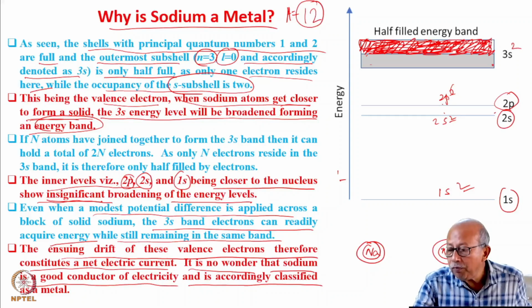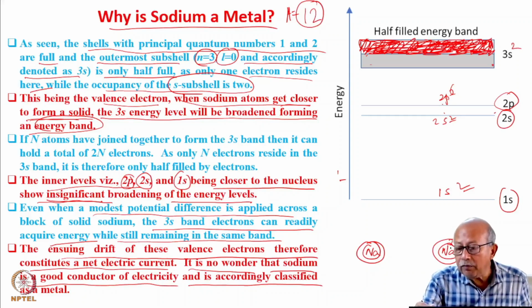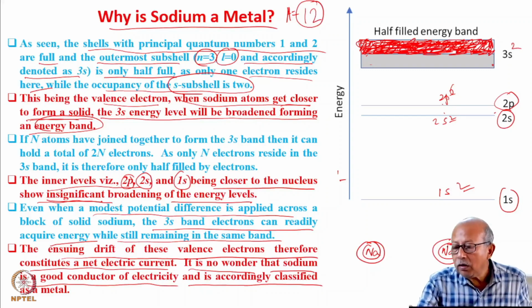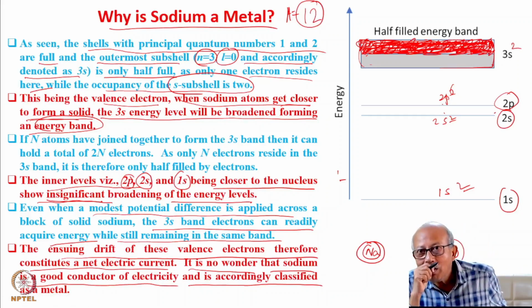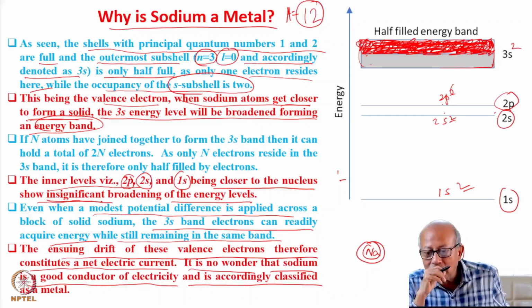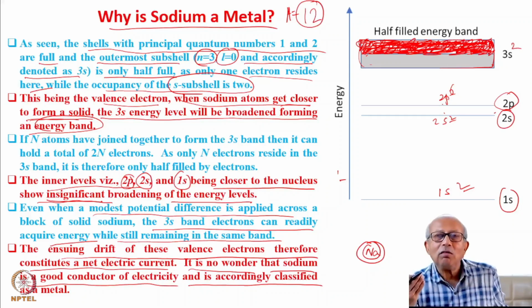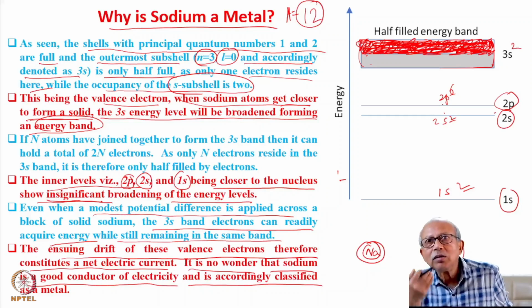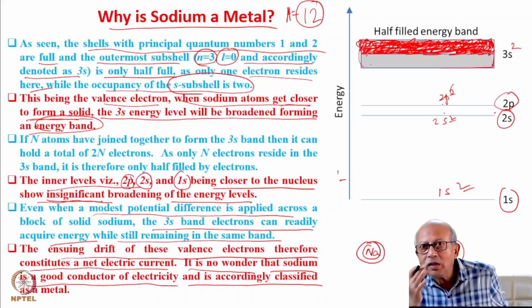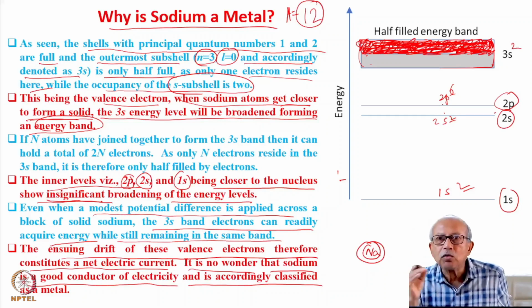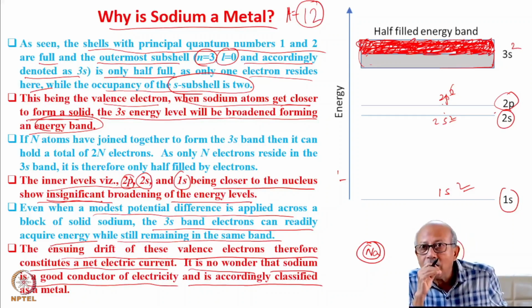If the sodium, instead of 11, would have an atomic number of 12, then its outermost shell would be full. So then what will happen? If we apply a small voltage, can the electron take energy and start conducting? No. There is no space for the electron in the energy. Everything is closed. It is a closed shell.